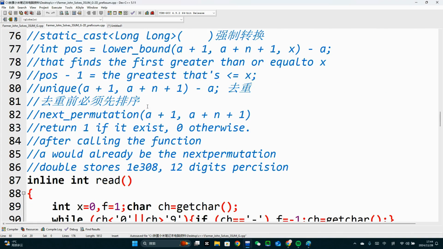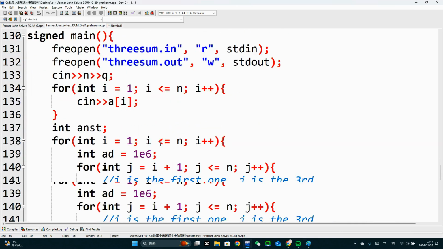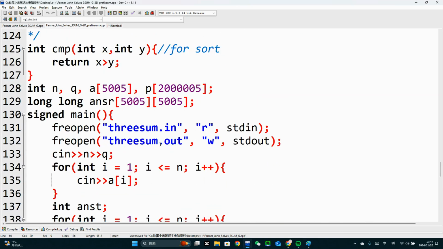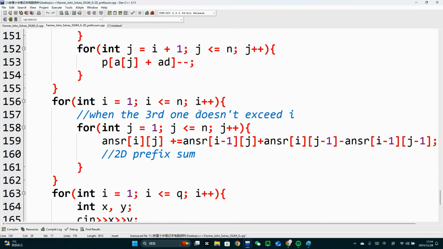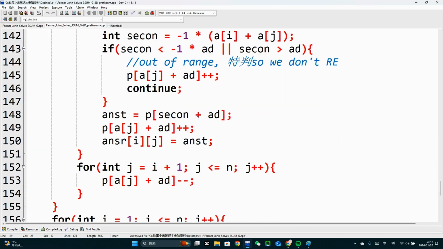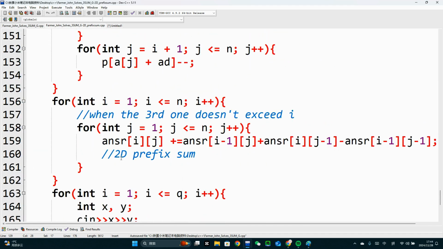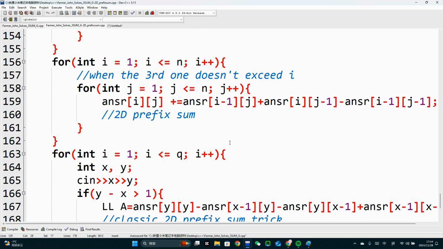So this way, how does that help us? Well, since we're finding it using a 2D prefix sum, we don't need two arrays. We just need one. We just need the answer array. And then we can find the 2D prefix sum in n squared time complexity, which is permitted for this problem.